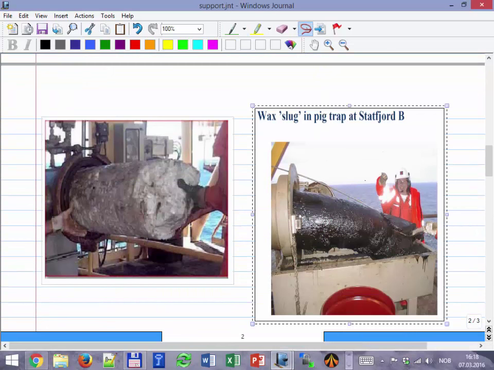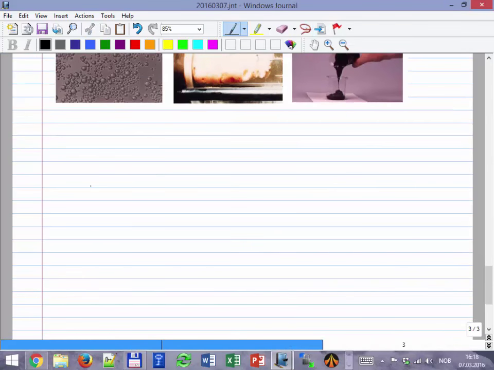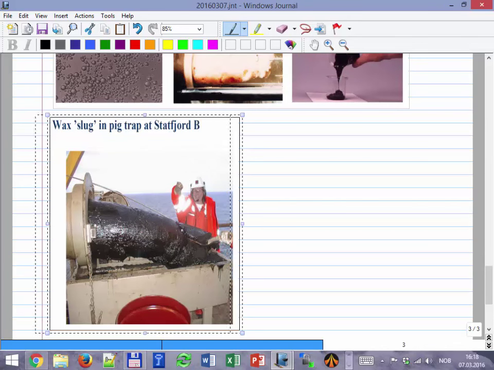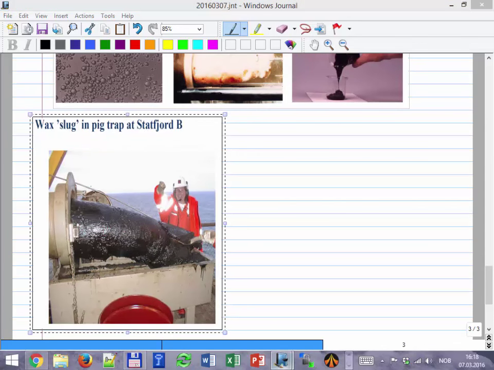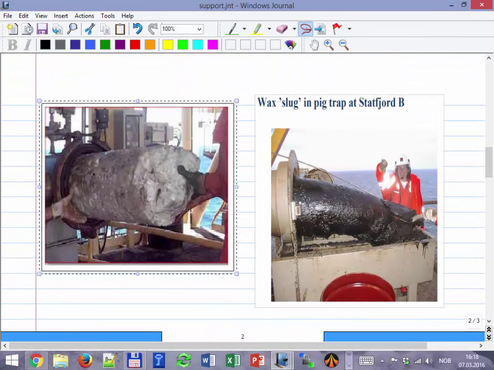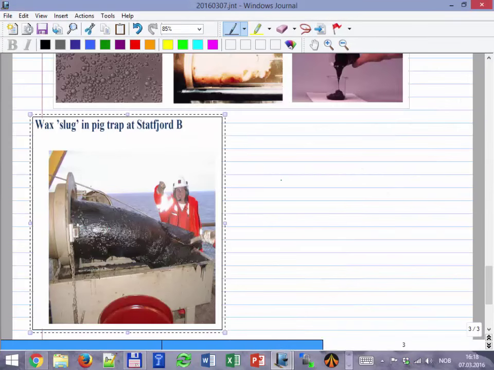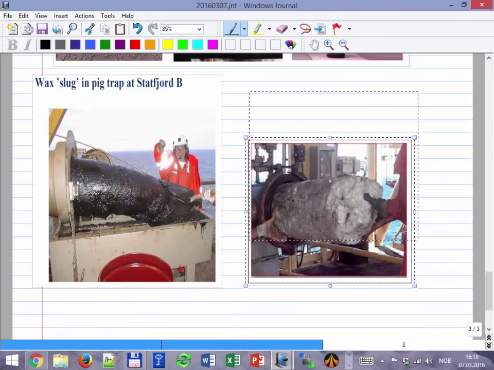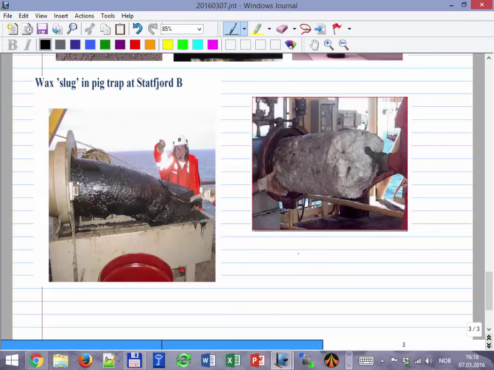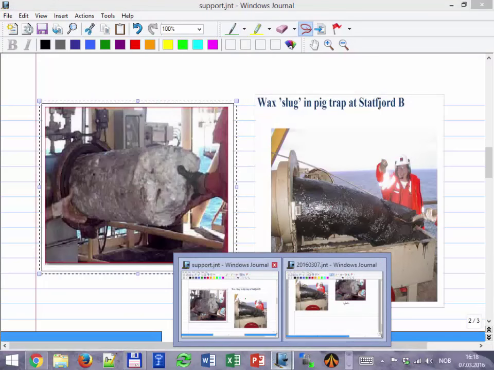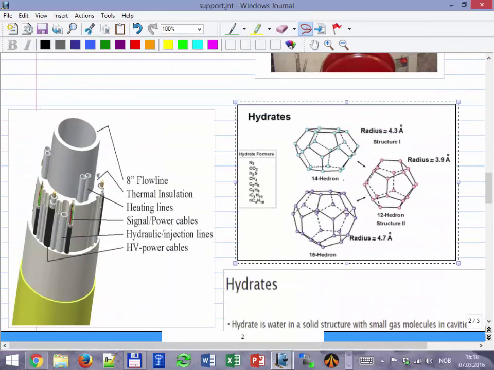So this is a wax block, a famous picture. I think you have seen it before. This guy just became famous. If he just charged by the picture, he would be rich. Wax, hydrates. Here you have a nice block of hydrate. I'm not sure how they managed to pull it out. And how the hydrates are formed.